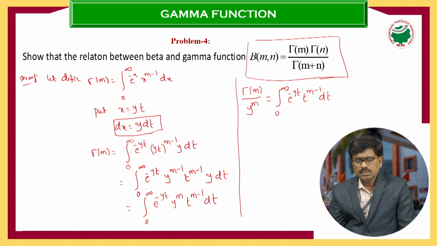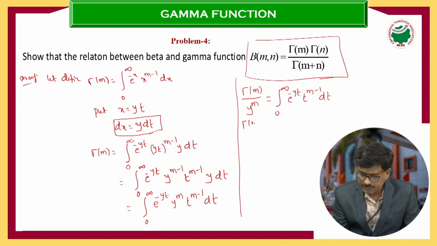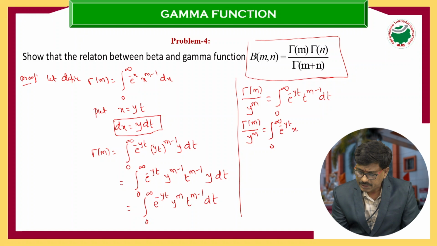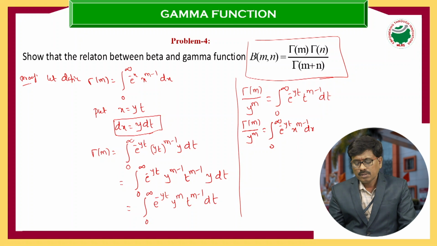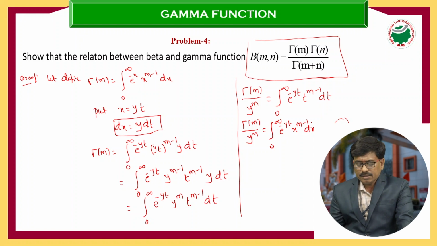See, now I can replace the right hand side of this integral value. I can rewrite it in terms of x or in terms of t. Let me write gamma of m divided by y power m equals integral 0 to infinity e power minus y t, x power m minus 1 into dx. Now this is the standard integral. For this standard integral, we need to multiply certain quantities and we can identify the resultant value.